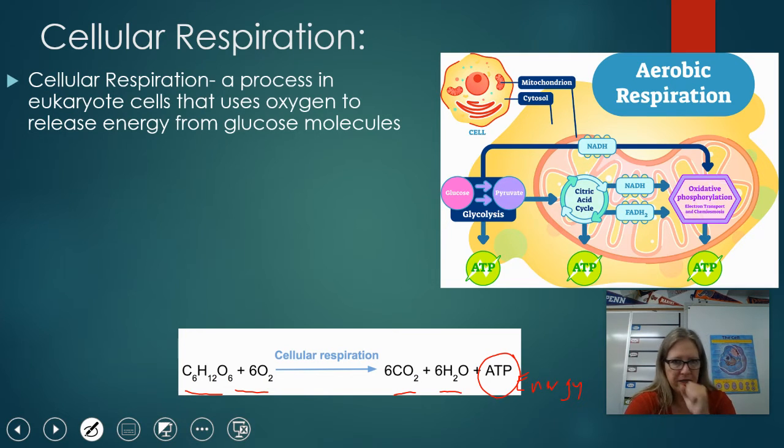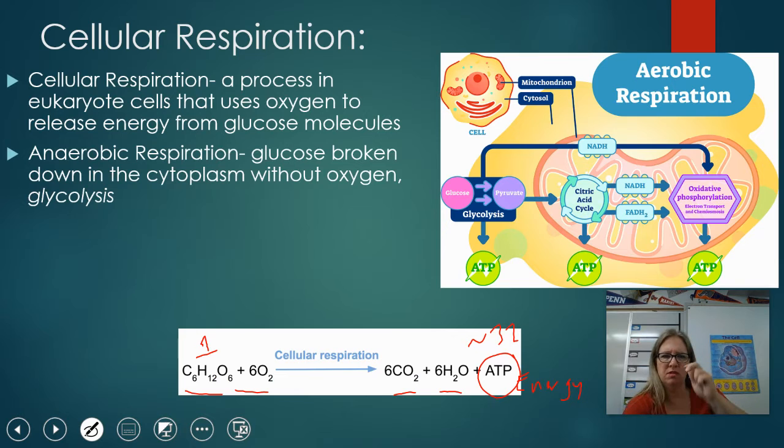So cellular respiration is a process in eukaryotic cells that uses oxygen to break the energy out of that glucose molecule. It digests the glucose molecule to release ATP as energy. Now, what's interesting is one molecule of glucose will produce about 32 molecules of ATP. This is a very efficient process. You get a lot of energy from this.